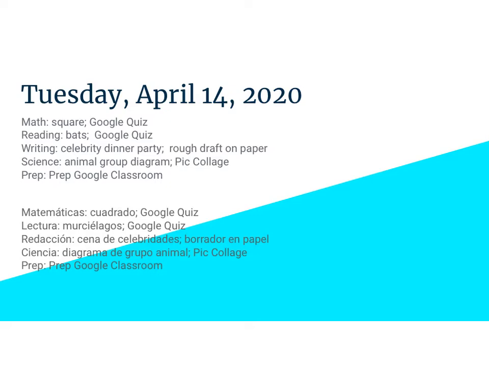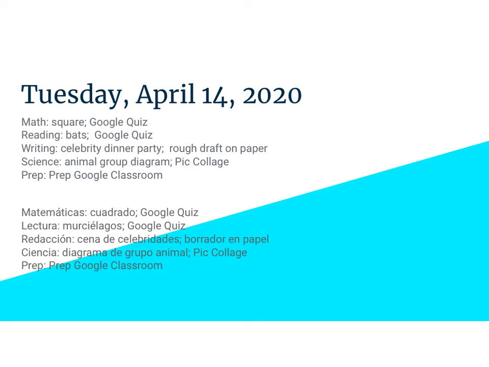Today in math, we're going to learn about another shape. We're going to be learning about squares. You'll have a question about that on your Google quiz, which is in your Google Classroom. Underneath the morning announcements, in reading, you'll be back in your article about bats. Today, you're going to be telling me about 4 different words in the text, and those questions will be on your Google quiz, which is in your Google Classroom.